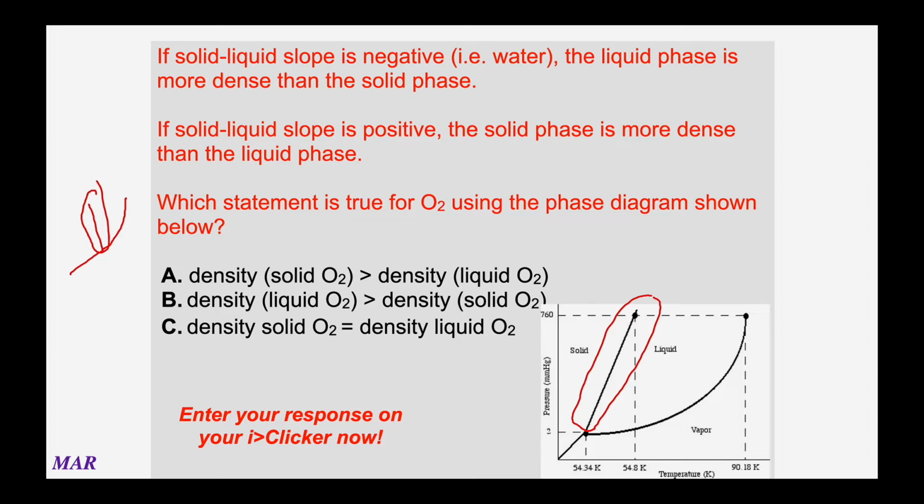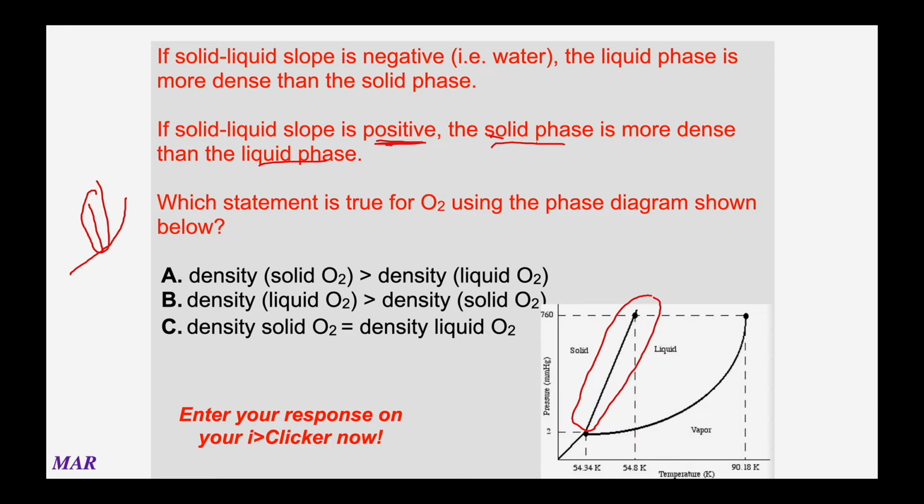If you have a positive slope, the solid phase is more dense than the liquid phase. And like we talked about earlier, if you have something more dense, it goes to the bottom, less dense on top. So what this means for oxygen here is with a positive slope, solid oxygen would sink in liquid oxygen.